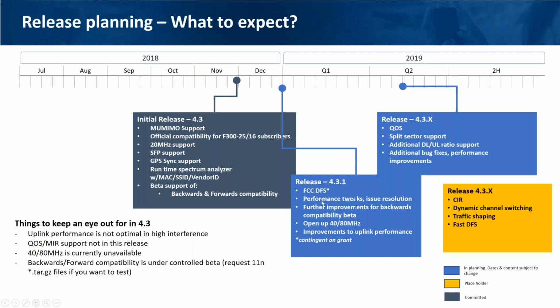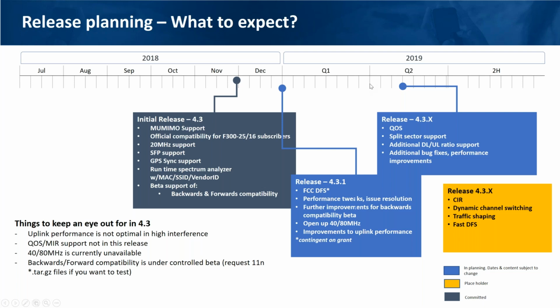We're going to continue making some performance tweaks, fix some additional defects on uplink improvements, and we'll get more updates on the backwards compatibility. And more than likely, we'll open up the 40 and 80 megahertz in this release. The blue actually represents in planning, and I want to make a comment that dates and content are subject to change just because we are working very hard to bring features in, improve things. And a lot of times things come in and out. Things sometimes move out a week and a half. So just bear with us.